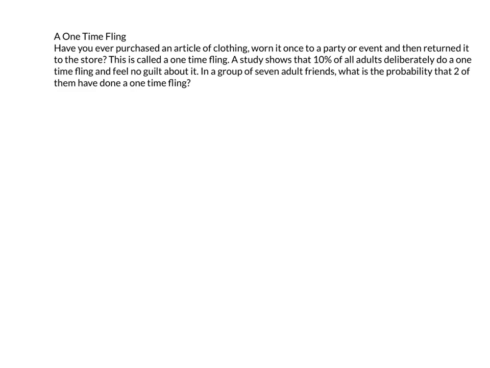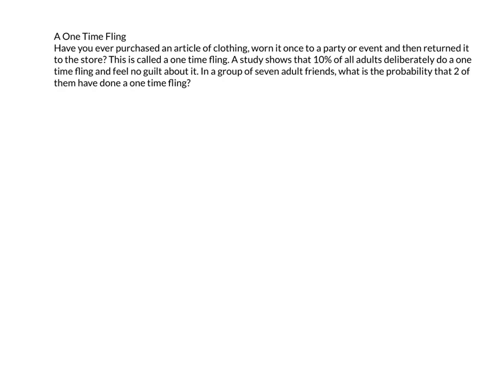This next example is about a one-time fling. Have you ever purchased an article of clothing, worn it once to a party or event, and then returned it to the store? This is called a one-time fling. A study shows that 10% of all adults deliberately do a one-time fling and feel no guilt about it. In a group of 7 adult friends, what is the probability that 2 of them have done a one-time fling?